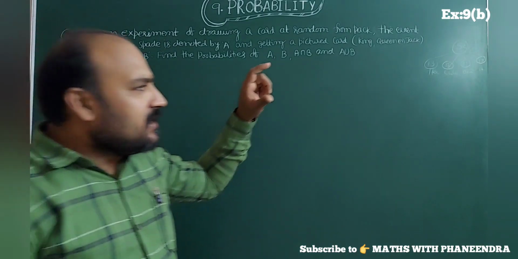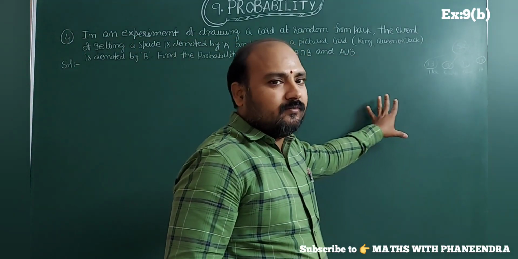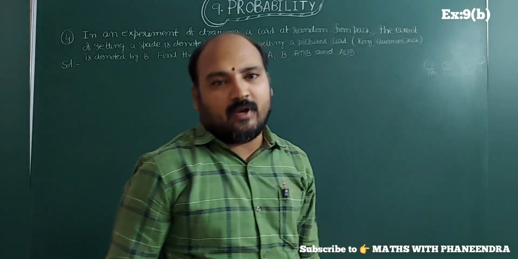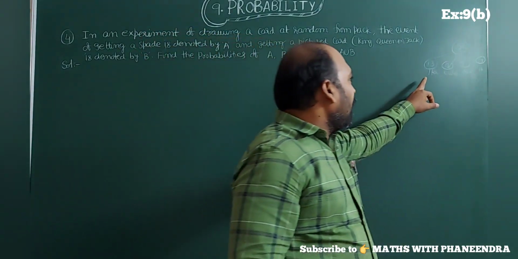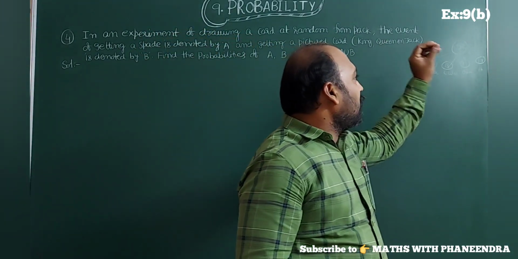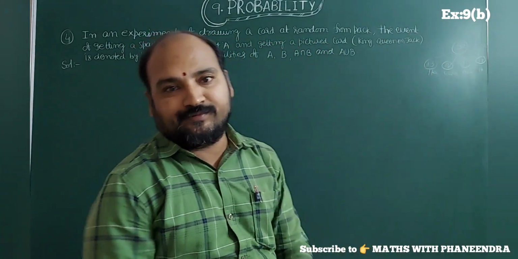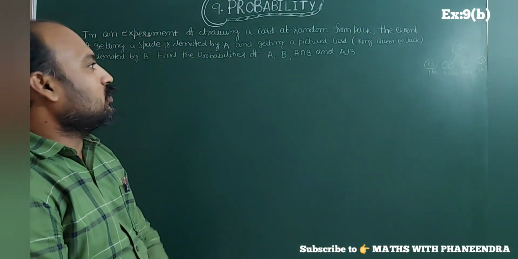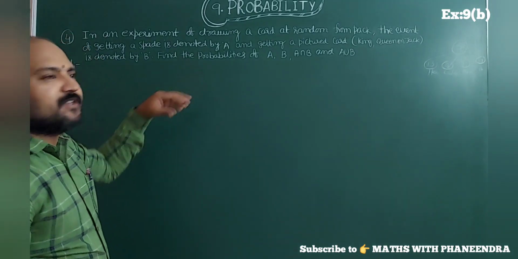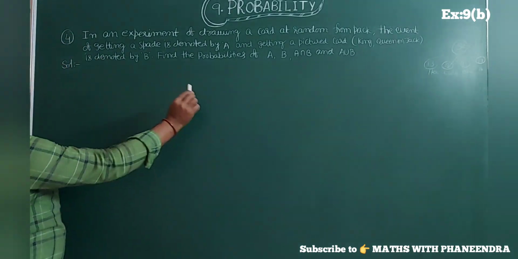In every set of 13, the picture cards are available. In every 13, king, queen, jack will be available. So total 13 cards now. So first N of S you have to write.